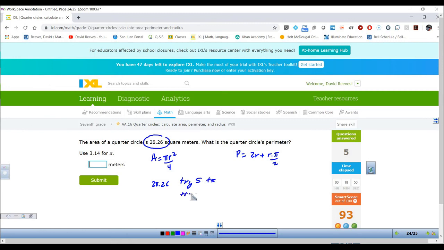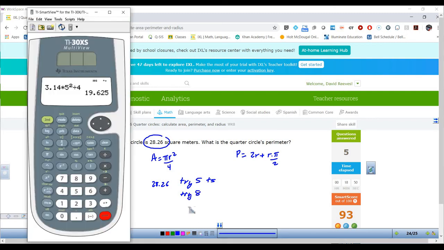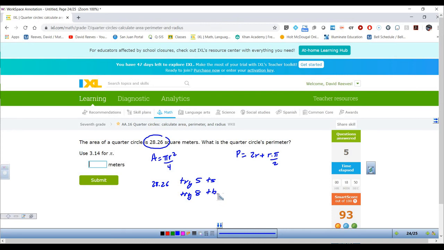So what do you want to try next? How about we try 8? All right. So again, we're going to do this same thing, but we're going to replace that 5 with an 8. So I'm going to go 3.14 times, but instead of using a radius of 5, I'm going to use a radius of 8. 8 squared divided by 4. And when I do that, I get 50.24. That is too big.